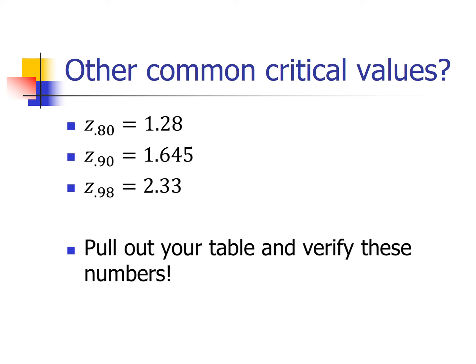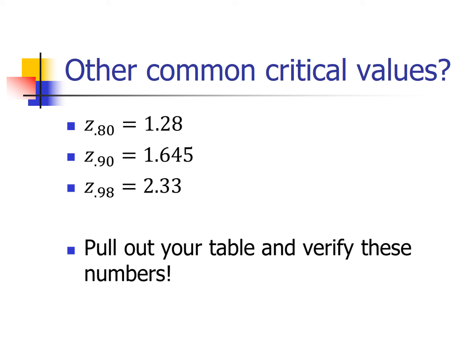Some other common critical values, 95% is pretty much all that's ever used, but just for you to get a little bit of extra practice, the critical value for an 80% confidence interval is 1.28. The critical value for a 90% confidence interval is 1.645. The critical value for a 98% confidence interval would be 2.33. Pull out your table and verify these numbers. Again, do not memorize them. Do not take my word for them. Derive them yourself as if you did not know what they were.